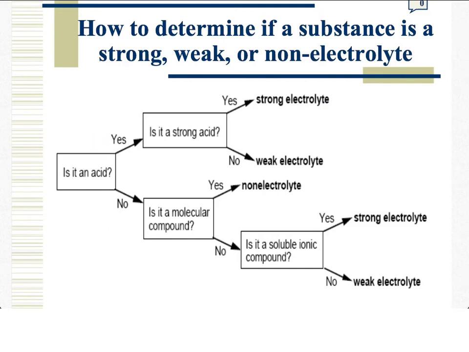So here's a little chart to help us determine if a substance is a strong, weak, or non-electrolyte. First thing you ask yourself, is it an acid? If yes, is it a strong acid? If yes, it's a strong electrolyte and it fully dissociates and breaks apart. If it's not, then it's weak. If it's not an acid, you ask, is it molecular? If yes, it's a non-electrolyte, like sugar, like we just talked about. But if the answer is no, then it could be soluble. Remember, by definition, soluble means we could break it apart. If it's a soluble ionic compound, meaning it's made of a metal and a nonmetal, then yes, it is a strong electrolyte. But if it isn't, it is weak and does not fully dissociate.